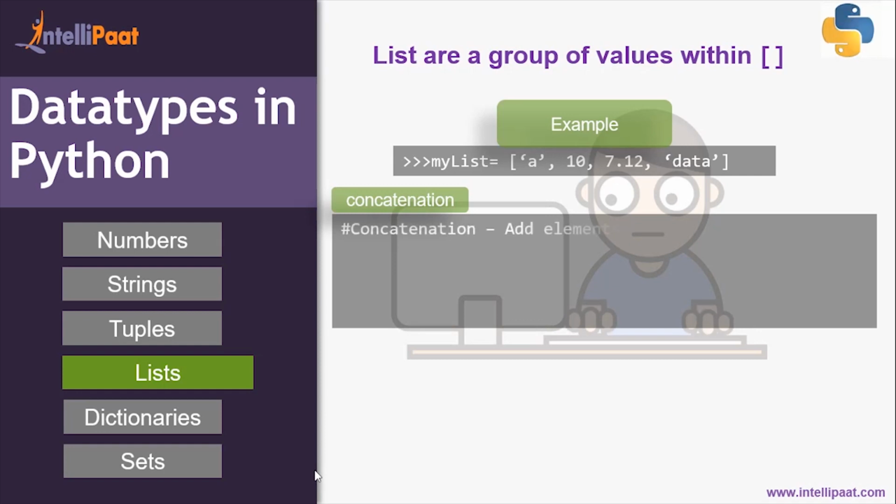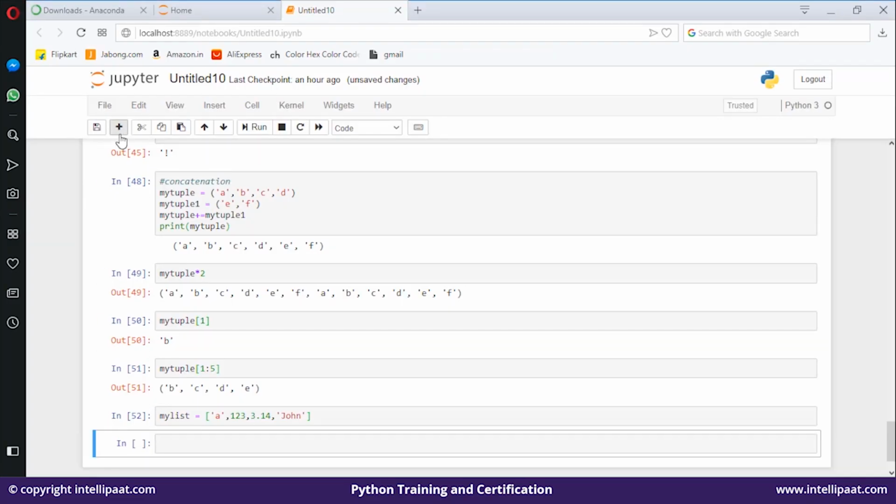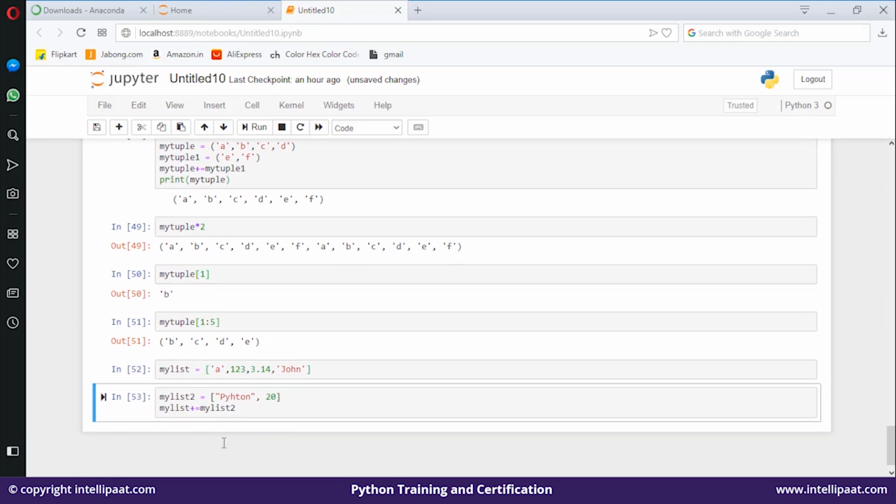First is concatenation. Concatenation is the same as the one we learnt in tuple. It is used to add two or more lists together. Let's define another list as my list 2. My list 2 consists of the element Python, and an integer. Now what if I want to concatenate my list with my list 2? So I'll write my list plus equal my list 2. Let's see the result.